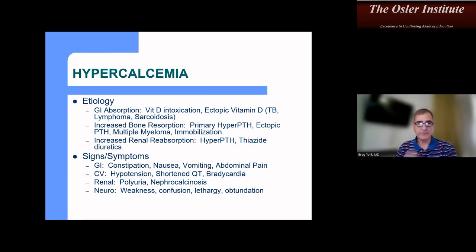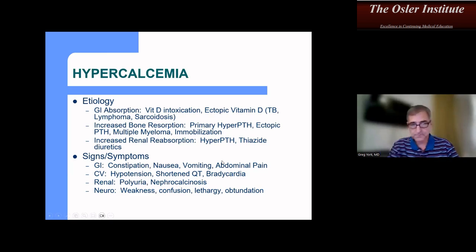Hypercalcemia comes from three different sources. You would expect the etiology of hypercalcemia to come from the sources that are involved in its homeostasis. So the GI tract, the kidney, and the bones. And so disorders involving those can cause hypercalcemia, like excessive calcium absorption from the GI tract, or excessive breakdown of calcium from the bones, or excessive renal reabsorption of calcium for whatever reason, drug induced or something like that.